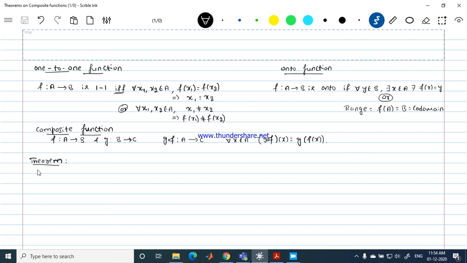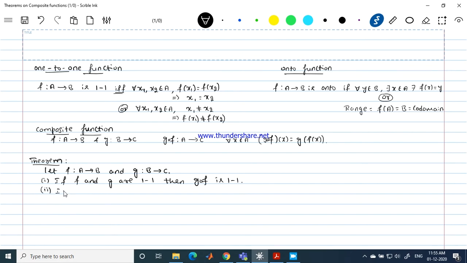Now we will discuss this theorem. Let f be a function from A to B and g a function from B to C. If f and g are 1 to 1, then f composition g is 1 to 1.